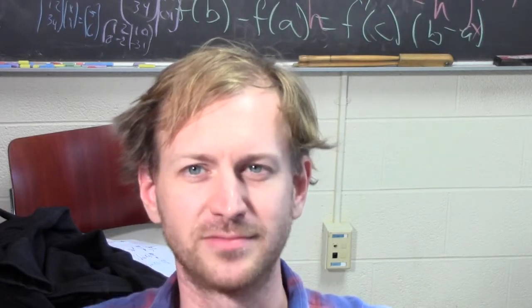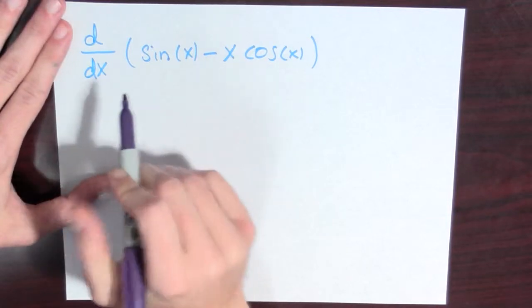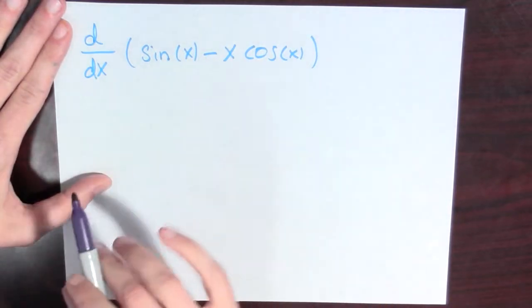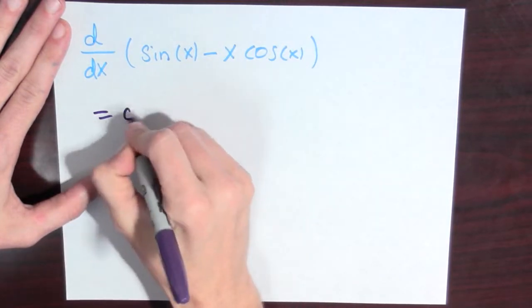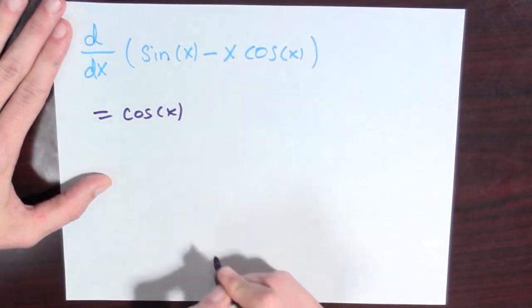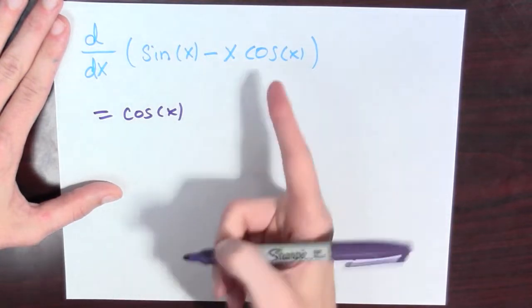Let's see another one. Now we have the derivative with respect to x of sine of x minus x cosine x. Okay, let's do this one. So the derivative of sine is cosine of x. Now the derivative of x cosine, we have to use the product rule here.